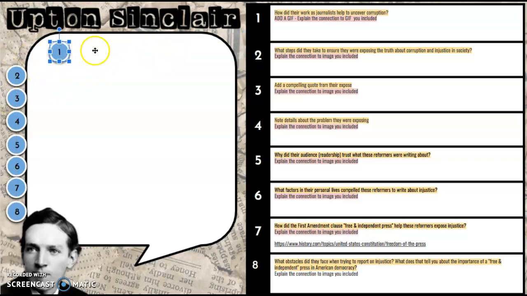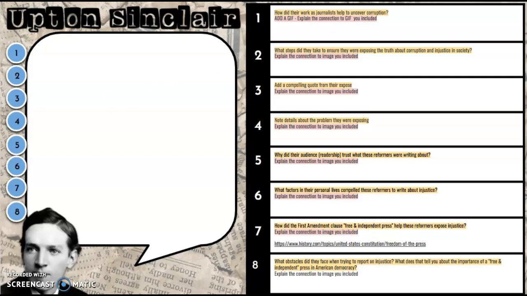So if I'm going to choose Upton Sinclair, I might include a picture of the book The Jungle, because that's a book that he wrote related to what was happening during the time. And then I would label it, and then over here I would talk about how his work in The Jungle helped uncover certain types of corruption that was taking place. And then I would explain how the image attaches to my answer, okay? So that is what we are doing.